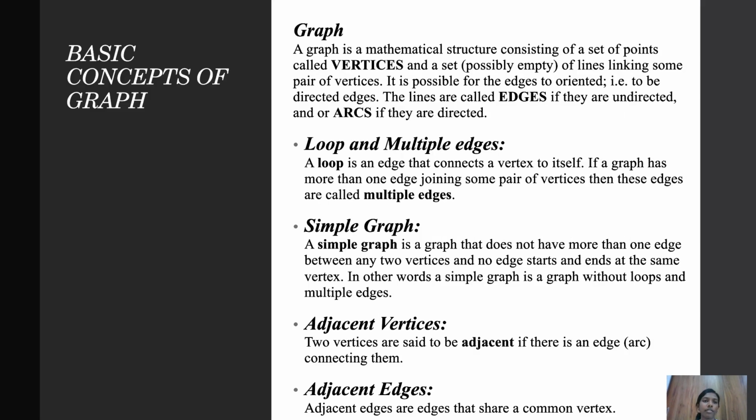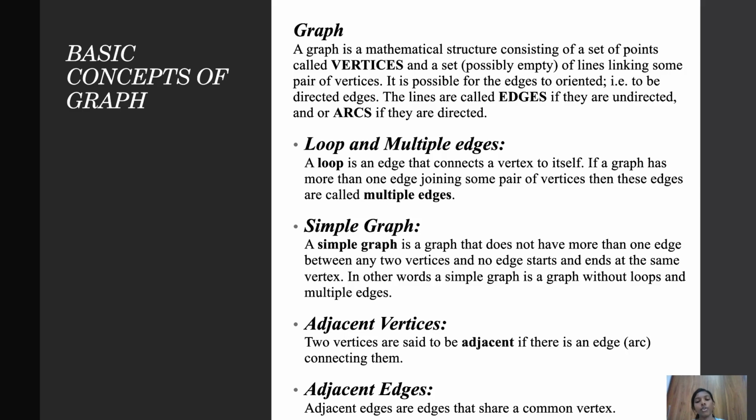Basic concepts of graph. Graph. A graph is a mathematical structure consisting of a set of points called vertices and a set of lines linking some of the pairs of vertices. Loops and multiple edges. A loop is an edge that connects a vertex to itself. If a graph has more than one edge joining some pair of vertices, then these edges are called multiple edges. Simple graph. A simple graph is a graph that does not have more than one edge between any two vertices, and no edge starts and ends at the same vertex.